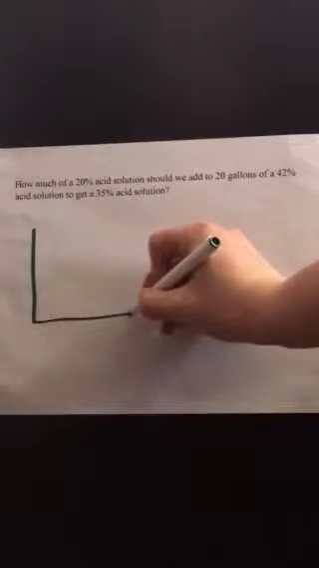Hey guys, so what we have here is a mixture linear word problem. First we're going to read it out. How much of a 20% acid solution should we add to 20 gallons of a 42% acid solution to get a 35% acid solution? So what we need to do first is write up our handy dandy table that's going to help us solve this.